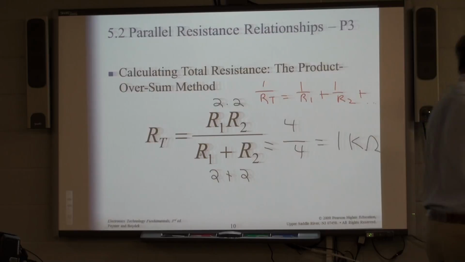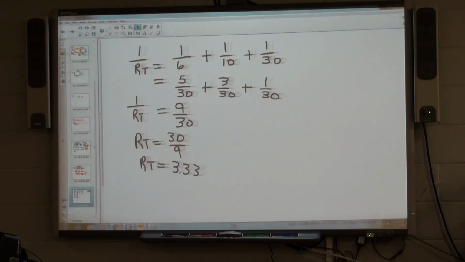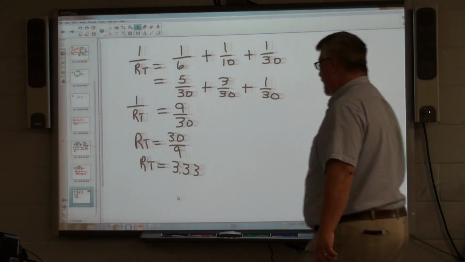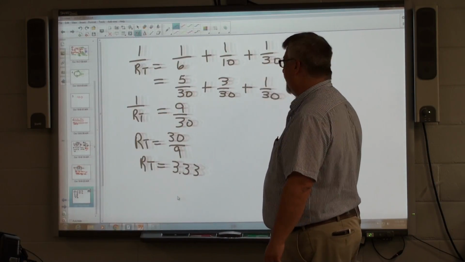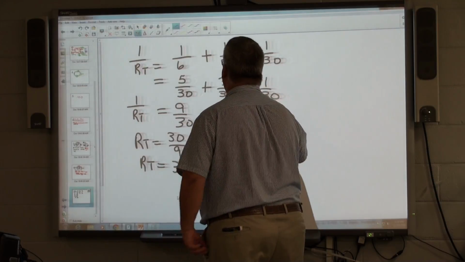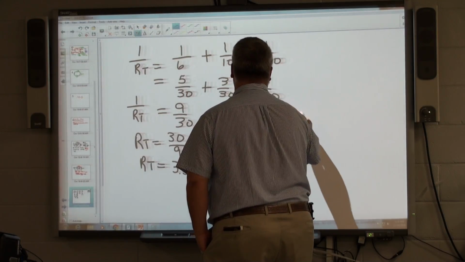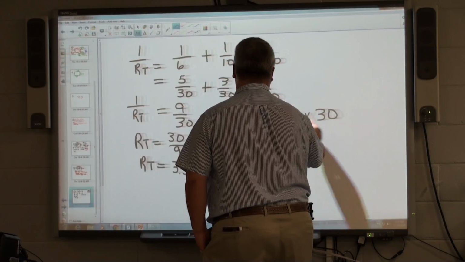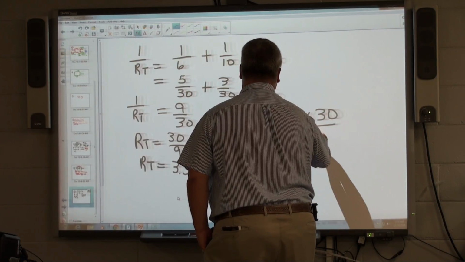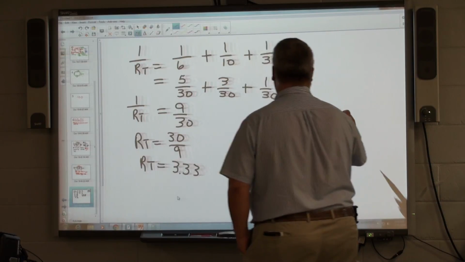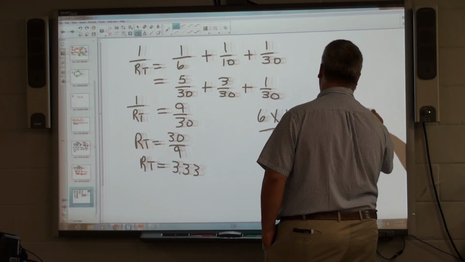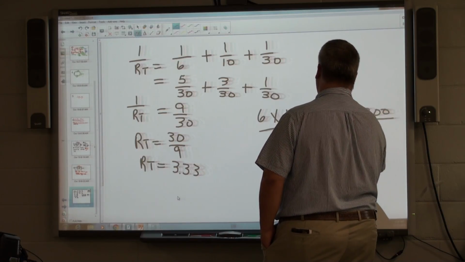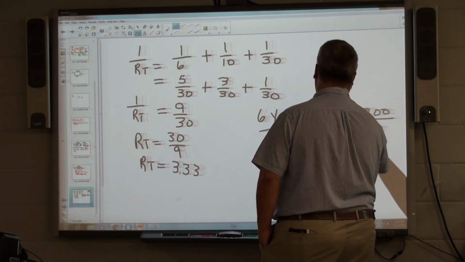And let's go back and we'll prove the other way that all my students like to get confused about on the other end. They say, well, I should just be able to do product over sum and multiply across the top and add across the bottom. 6 times 10 times 30 over 6 plus 10 plus 30. That's 60 times 3 is 180. That'd be 1,800 over 46. Somebody math that for me.